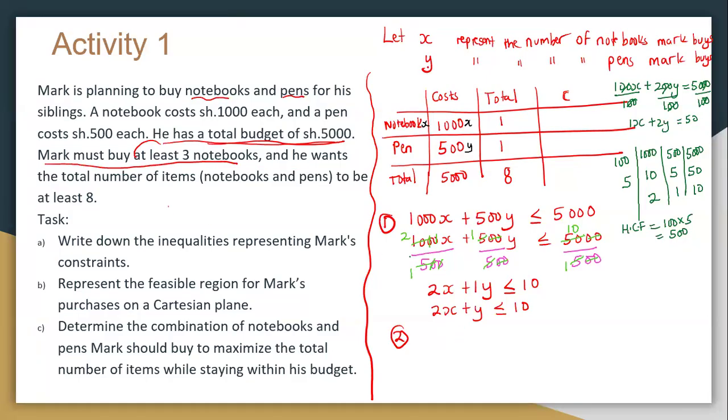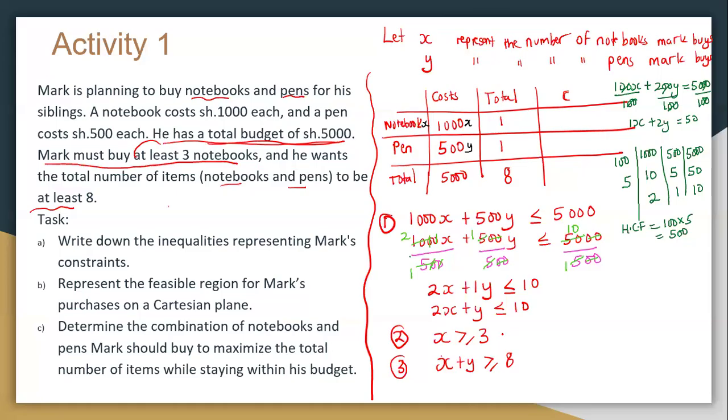And we used notebooks, we represented them by x. So we shall say here, x is greater than or equal to 3. Very good. Then we go to the last one, number 3. The total. They told us that when you add the notebooks and the pens, the total must be at least 8. So meaning that at least 8 means that the total number here. So I will say when I add x plus y, I must have 8.